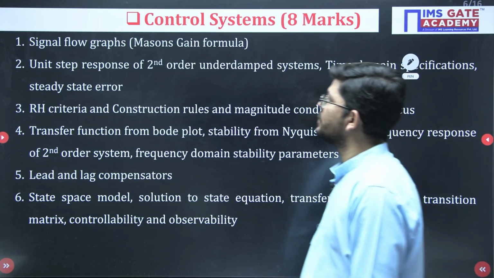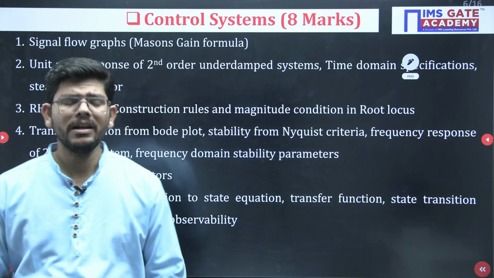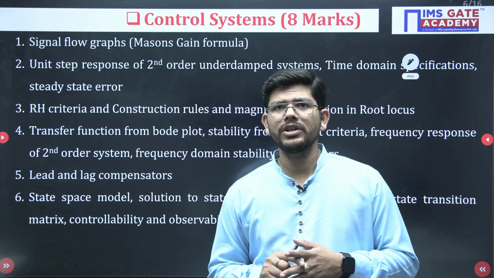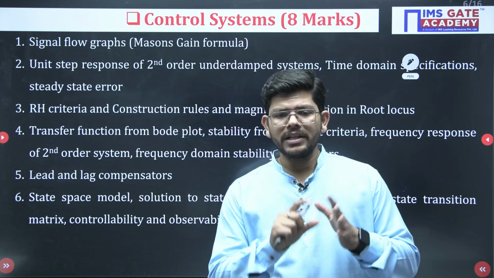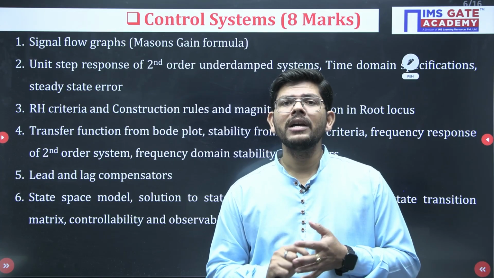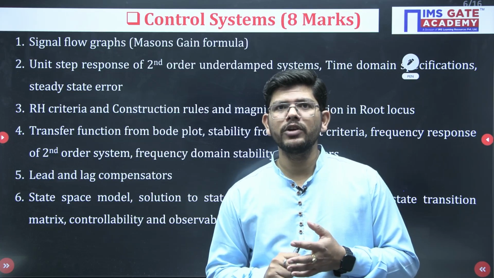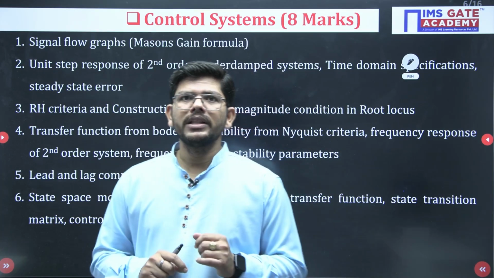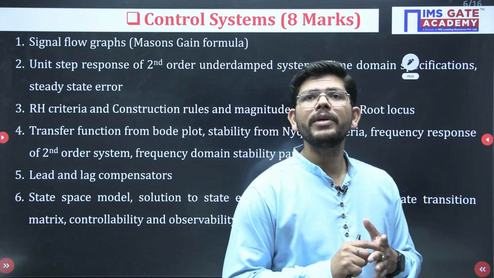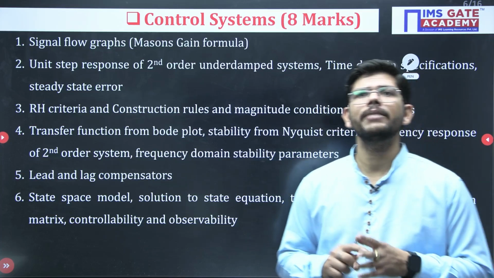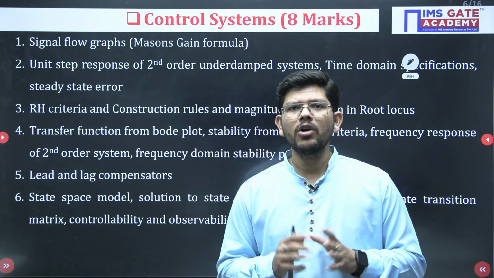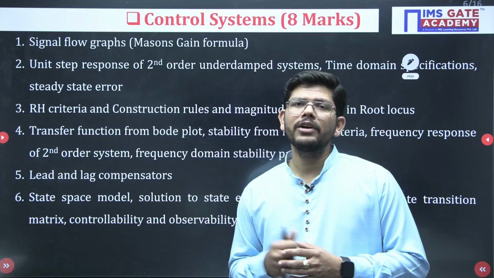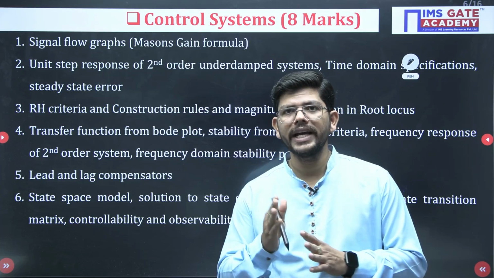Then control system, weightage 8 marks. And what you should be preparing? The RH criteria. You will be getting a question on RH criteria. Identifying the transfer function from the Bode plot. Okay, then identifying the stability from Nyquist plot, state space model, okay, controllability and observability. These all are the important topics. Time domain specification, rise time, peak time, settling time, all those, and steady state error. Okay, so all these are important and easy topics. So be very well prepared with control system, because you have full chance to score 8 out of 8 marks from this particular subject.